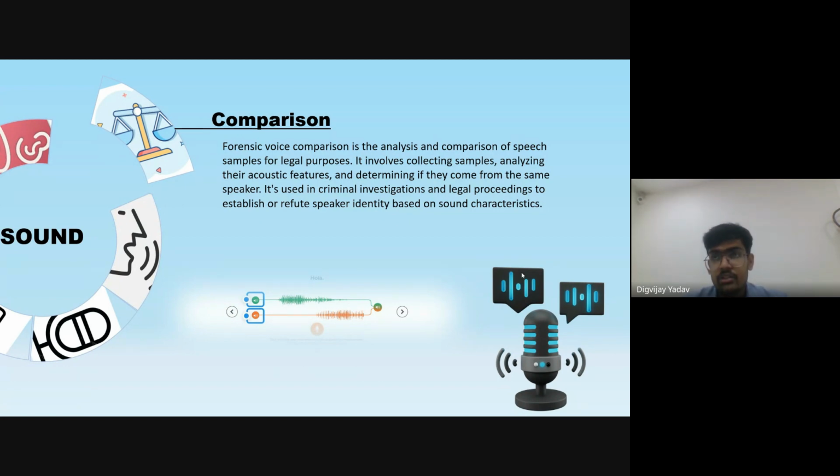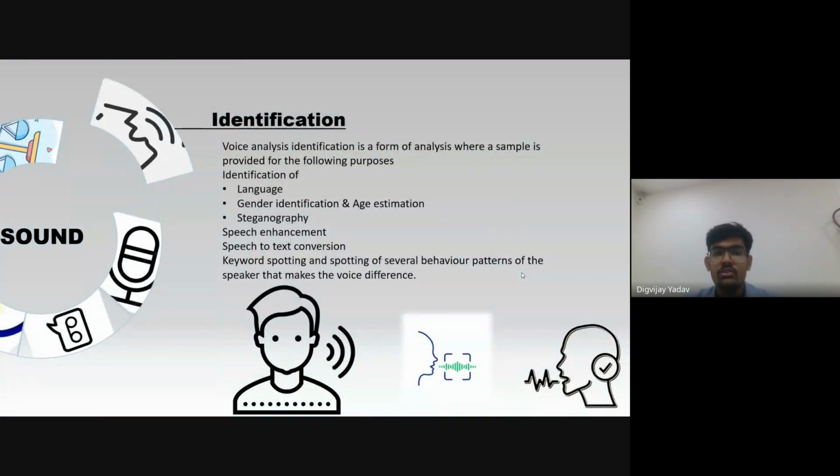So, why comparison? It is much easier. Second of all, you have to analyze the evidence, and comparison also helps us differentiate acoustic features, which is way easier as compared to identification of some other voice where you don't have a basic source. So, in identification, you are going in forms of language identification, gender identification, enhancement of speeches, and steganography.